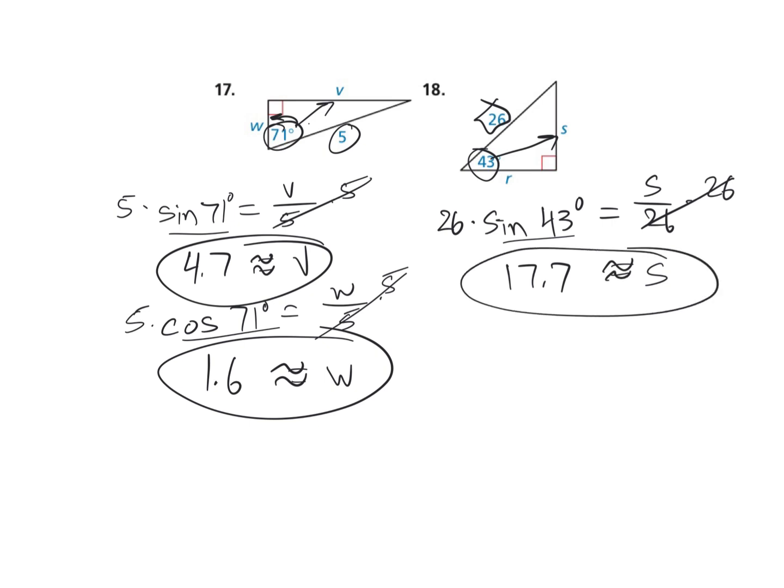All right, there's 1. Now to get R is adjacent to 43, so that's cosine of 43 is equal to the adjacent leg over the hypotenuse again, multiplied by 26. So now take cosine of 43 on your calculator, and then multiply that by 26. And R is equal to 19.0. All right, next.